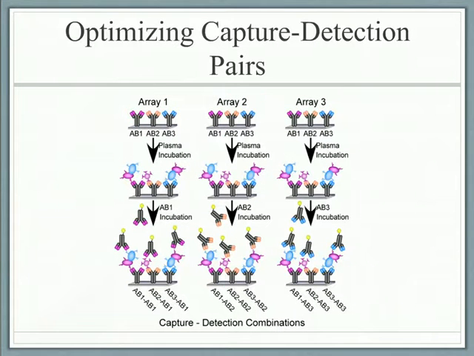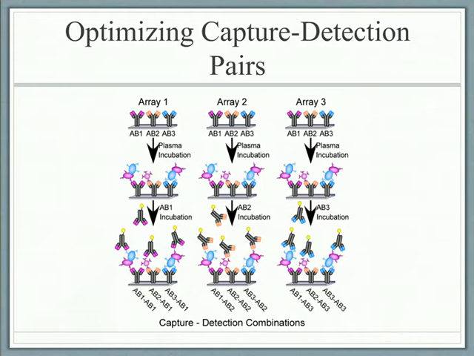So I mentioned how multiplexed assays can really speed up optimization of capture detection pairs. Here's an example of how you can do that. This is an example of 3 different antibodies used in capture detection pairs. So with 3 antibodies, each used as the capture and each used as the detection, we have 9 different combinations.